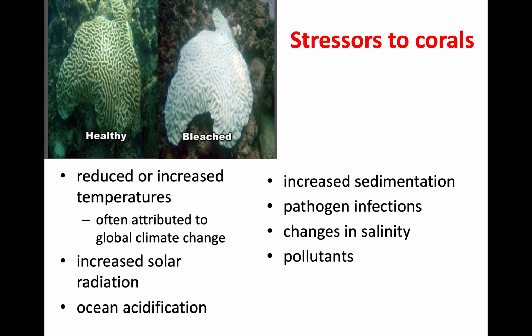Stressors to corals: reduced or increased temperatures. They have a really small range of temperature that they like. By the way, this is what the healthy one looks like. This is bleached coral. But sometimes temperatures are going up because of global climate change. Sometimes they're going down depending on where you're at. I know a lot of people used to call it global warming. A lot of people stopped calling that because of, to be blunt about it, basically ignorance by some people.